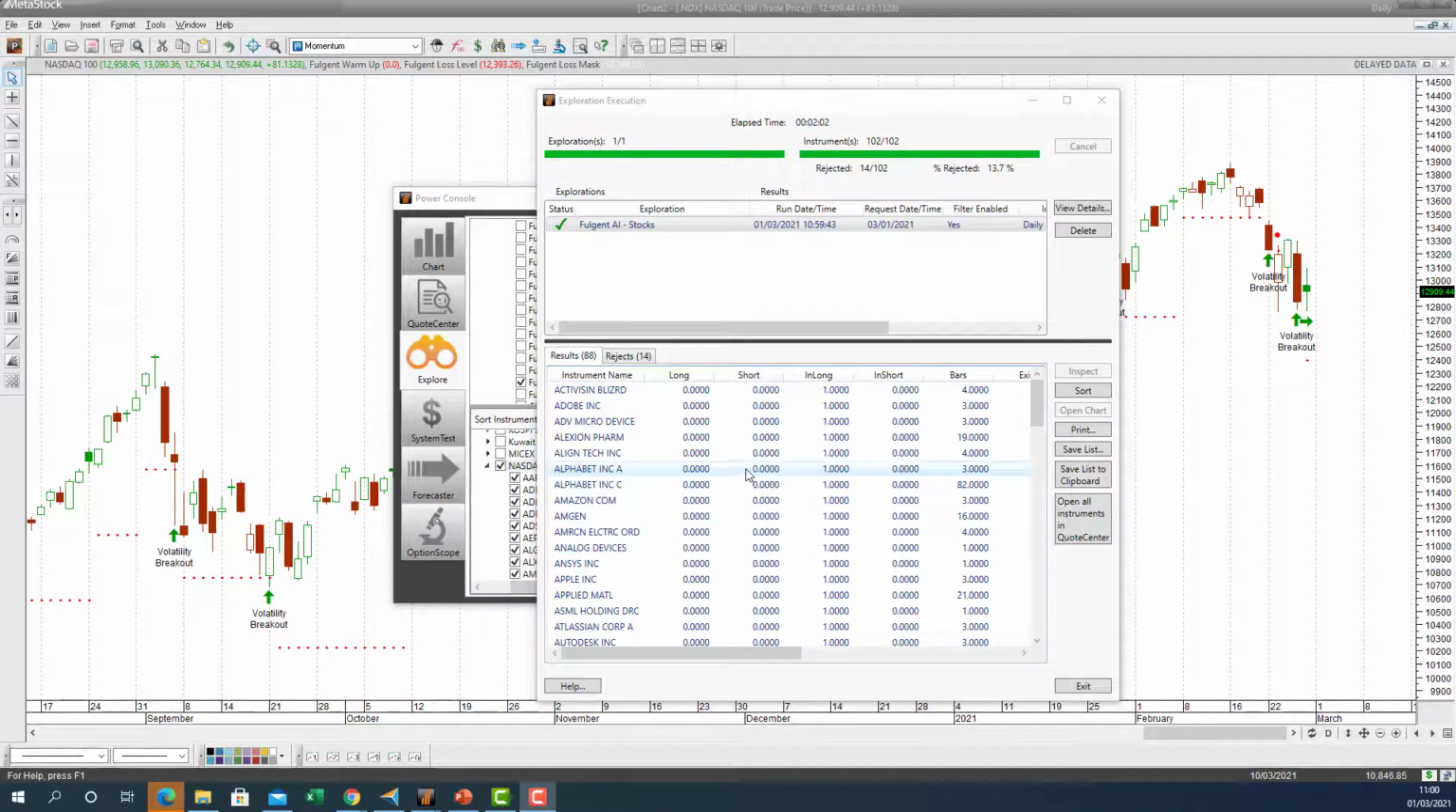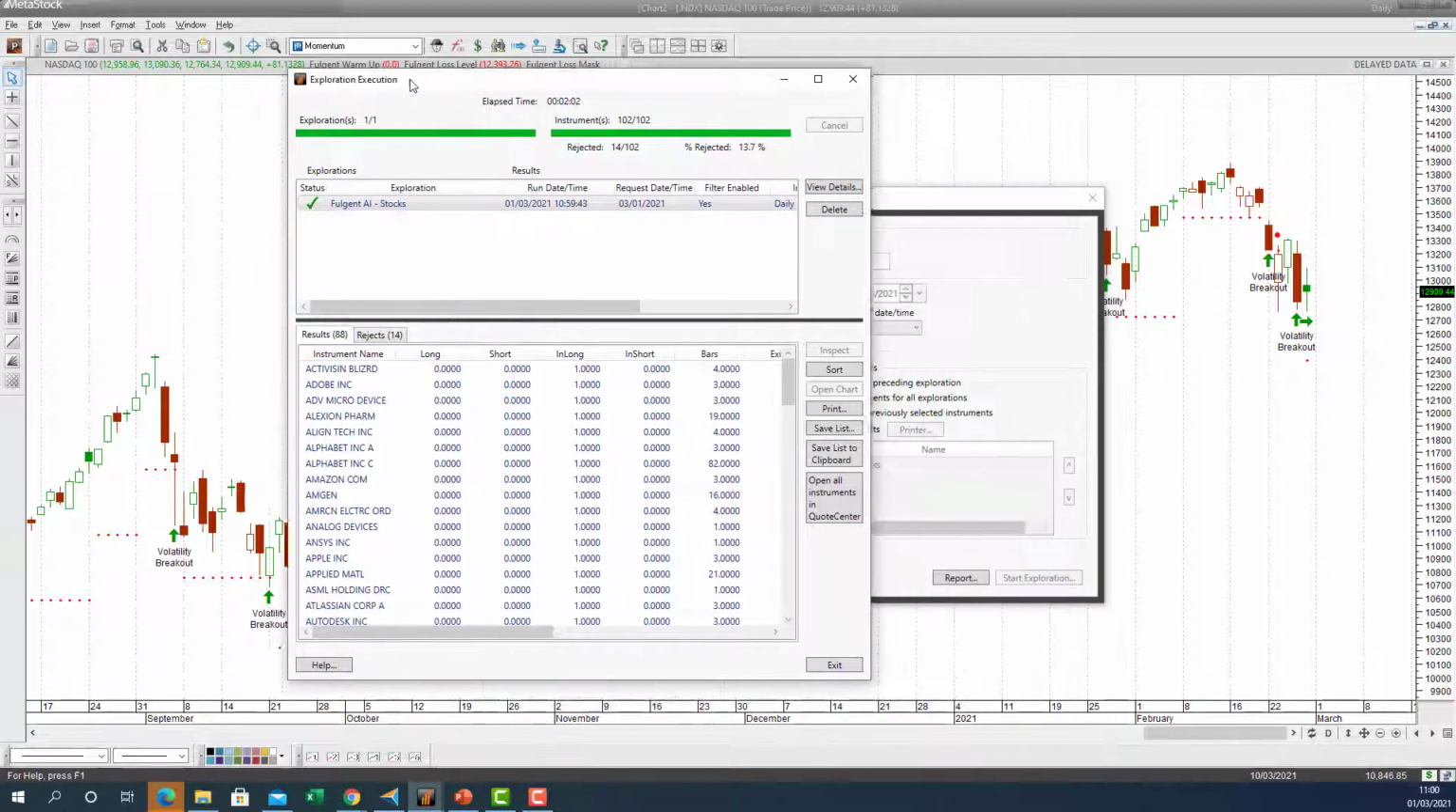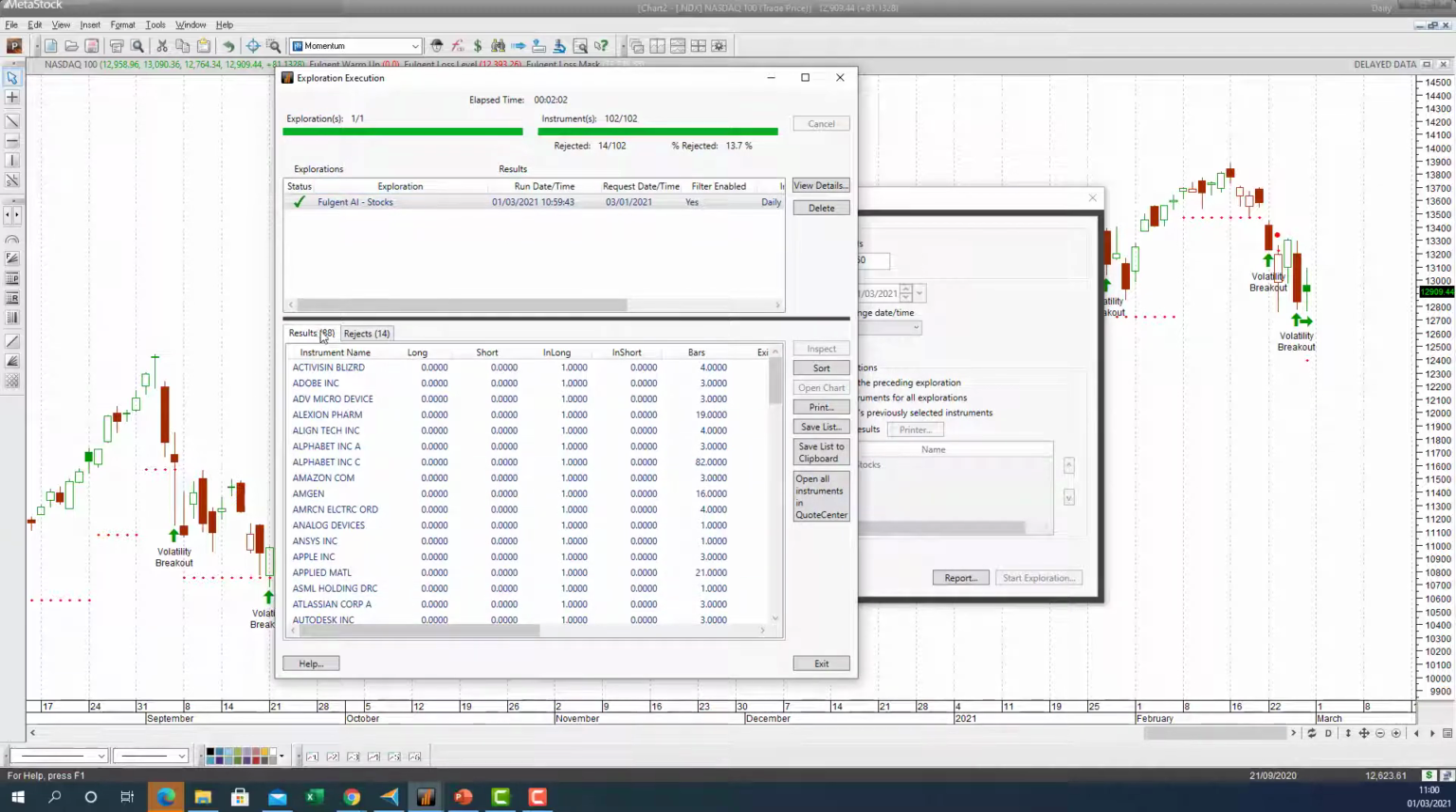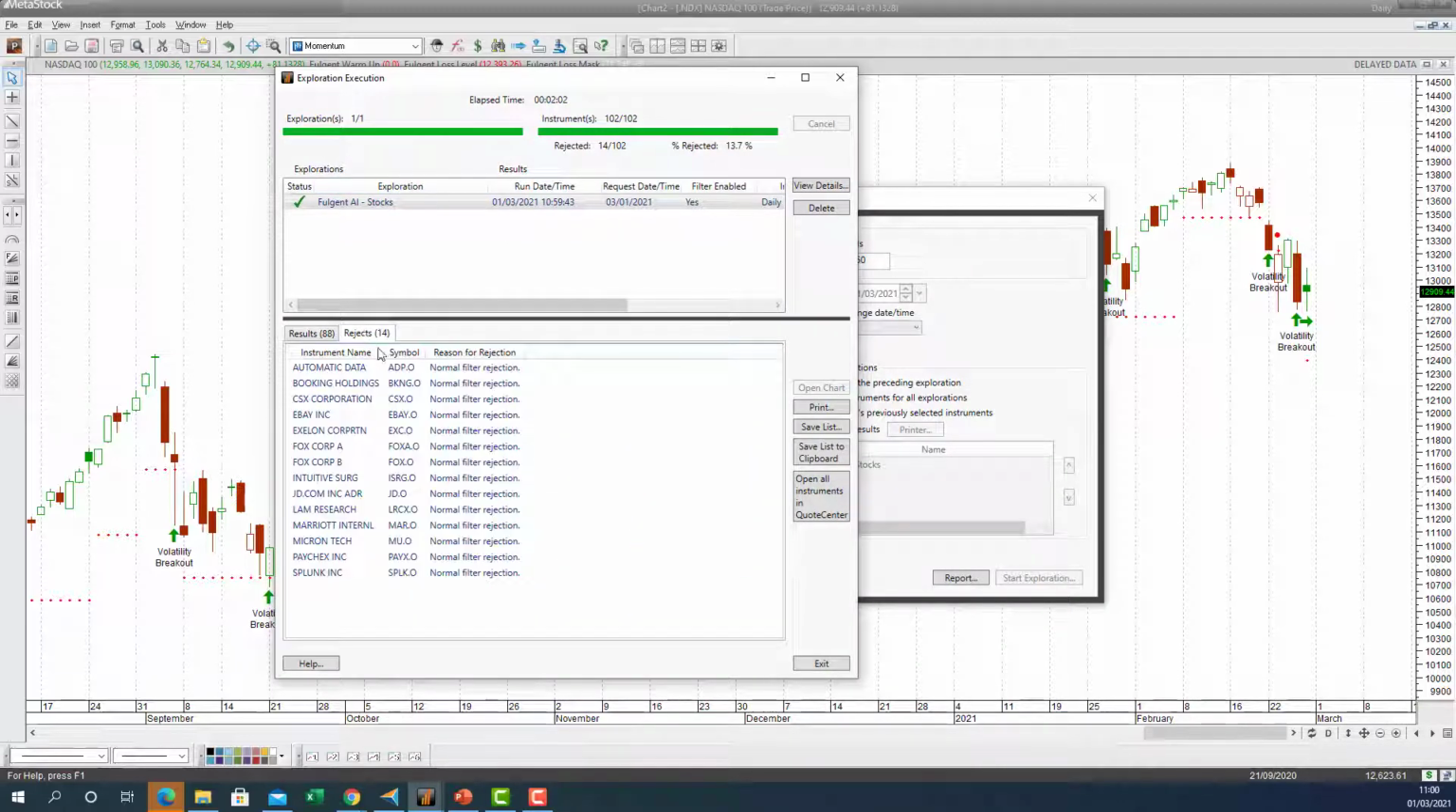So the AI is done. It took about 2 minutes to scan the Nasdaq 100 index constituents to find high probability trades. I've got the end result here. There have been 14 rejects, normal filter rejection, where there isn't really a new fresh signal.